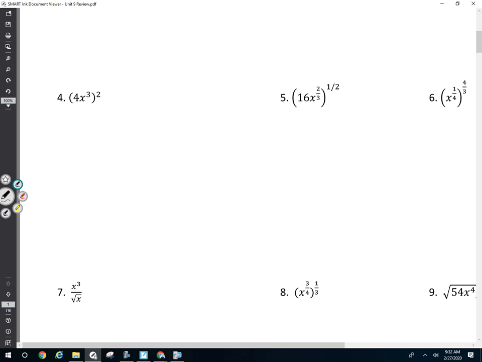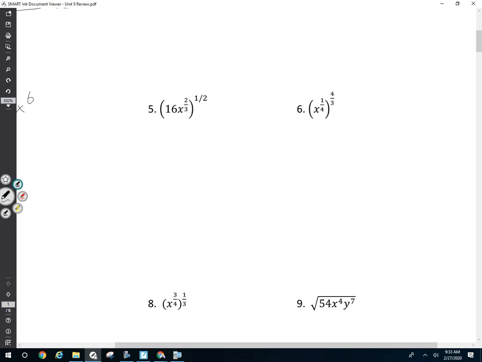Okay, we have a power to a power. In this situation, I can write it out. It's 4x cubed times 4x cubed. You could also have distributed the power and say this is 4 being squared and then x cubed being squared. Either way, you're going to get 16x to the 6th.